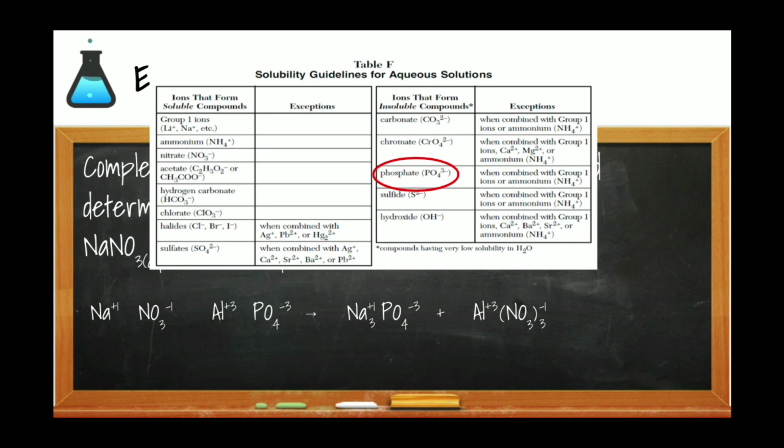So phosphates are generally insoluble, except when combined with group 1. Sodium is group 1. So that makes this aqueous. Nitrates are soluble with no exceptions, so aluminum nitrate is also aqueous. This reaction will not occur because no solid precipitate is formed.